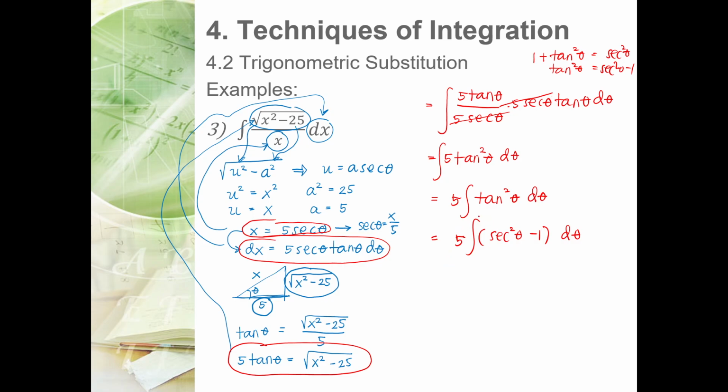So integrating the terms and distributing 5 to each integral. Looking at the first formula, it can be integrated because the integral of secant squared is tangent theta. So this one is 5 tangent theta. The integral of d theta is 5 theta only, plus c.